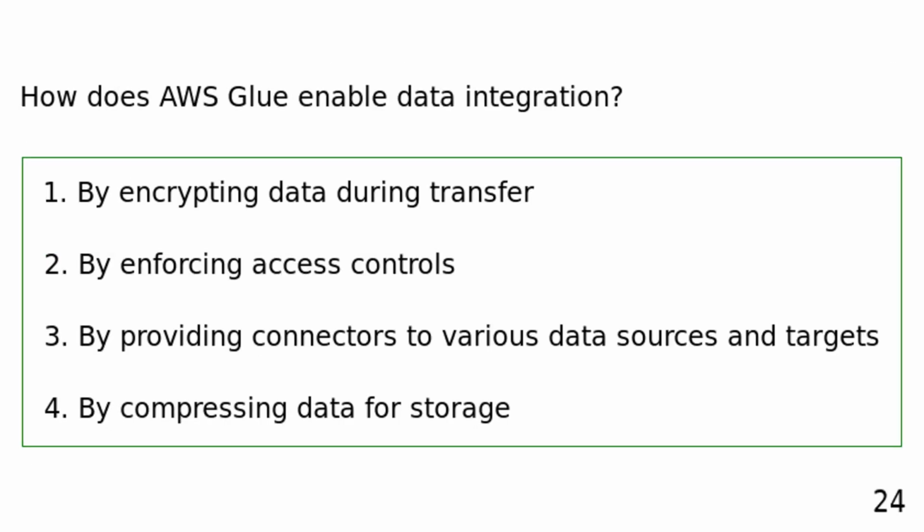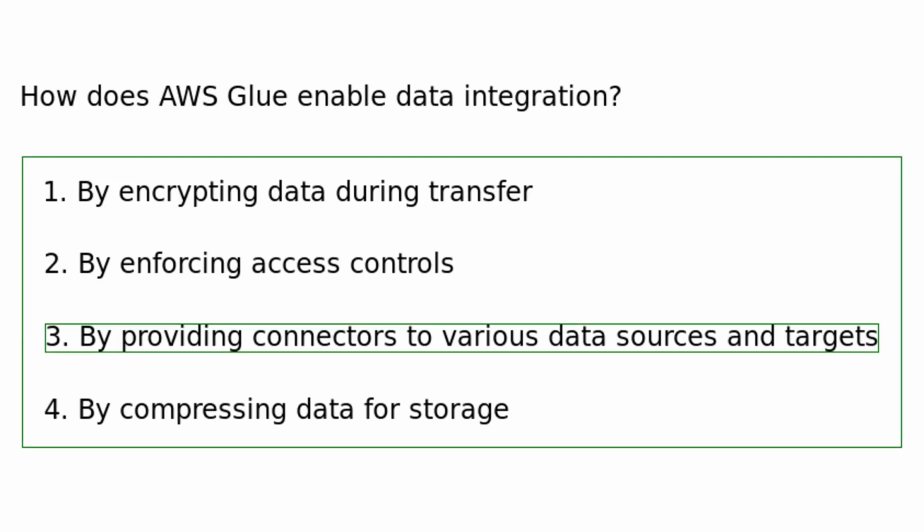How does AWS Glue enable data integration? By encrypting data during transfer. By enforcing access controls. By providing connectors to various data sources and targets. By compressing data for storage. The correct answer is by providing connectors to various data sources and targets. AWS Glue enables data integration by providing connectors to various data sources and targets, allowing users to easily ingest, process, and load data from diverse sources.